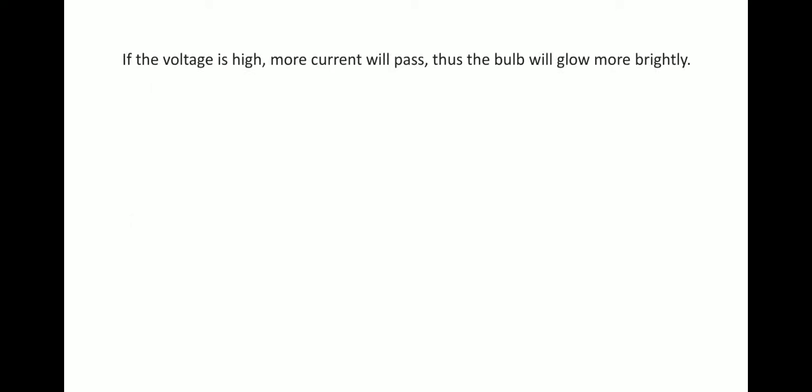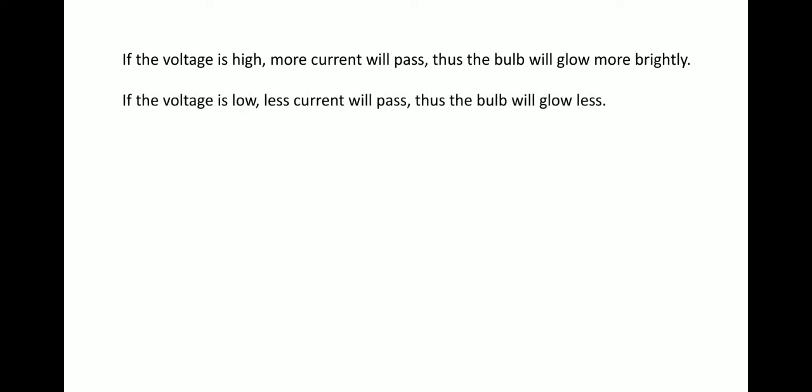So if the voltage is high, more current will pass, thus the bulb will glow more brightly. In this case we are considering a bulb. If the voltage is high, then obviously the bulb will glow more brightly. We all have noticed this in our home, right? And also if the voltage is low, then less current will pass, thus the bulb will glow less.